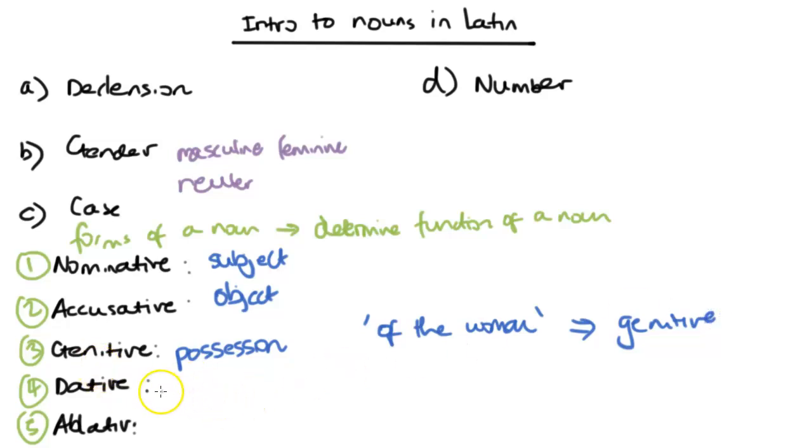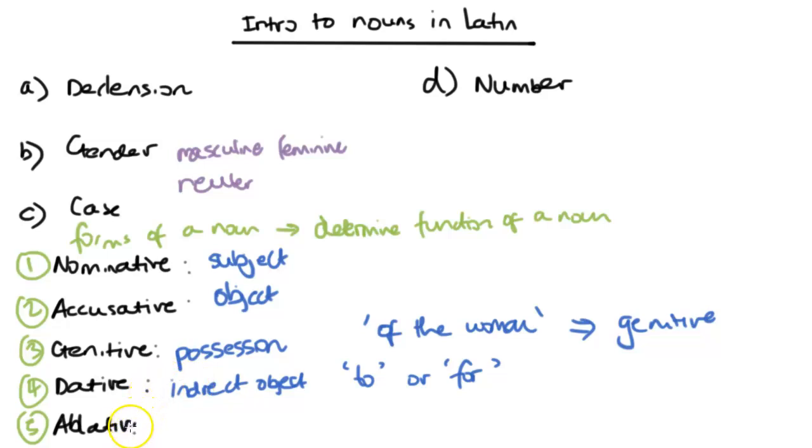The dative is used for the indirect object. That just means to or for. Take the example of the sentence, the king spoke to the slave. The slave would go into the dative case in that example.